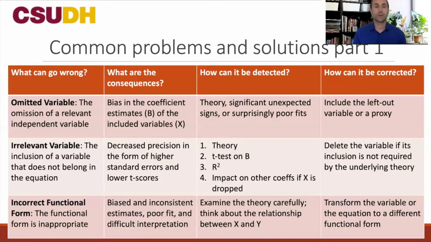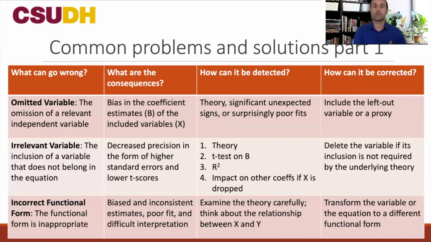A second common problem is the use of irrelevant variables. So this means the inclusion of a variable that does not belong in that equation. Consequences of this are that you have decreased precision in the form of higher standard errors and lower t-scores. Again, theory is behind our detection.